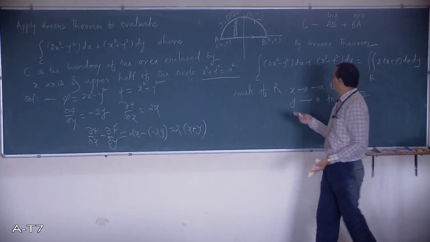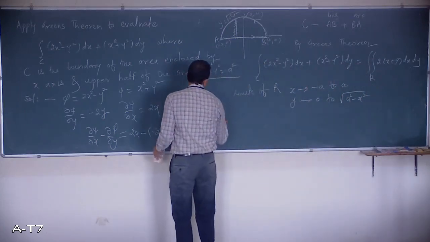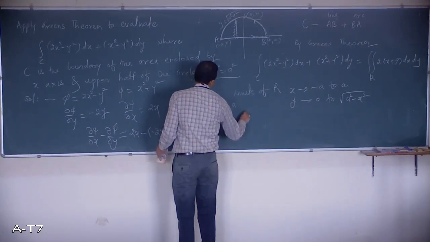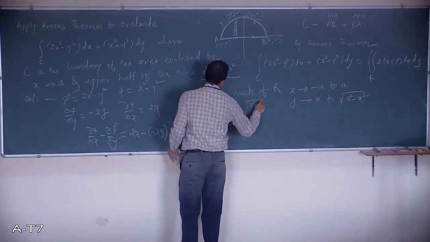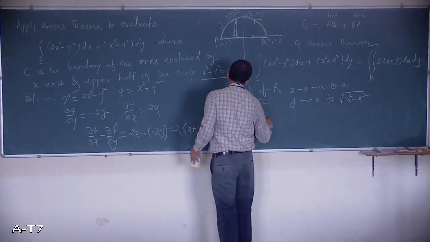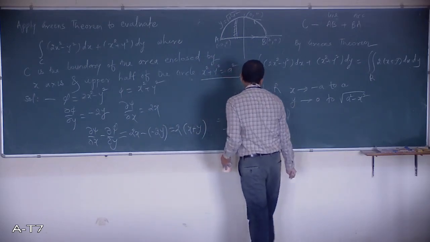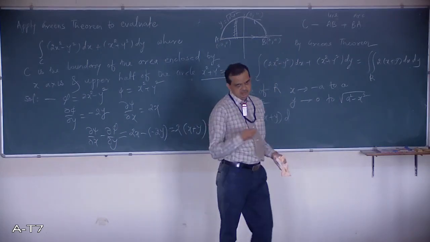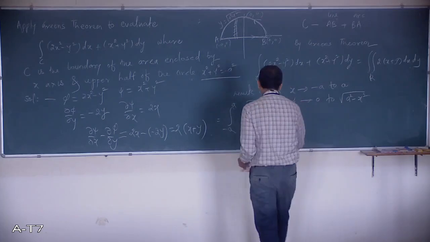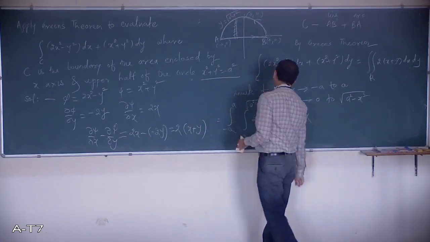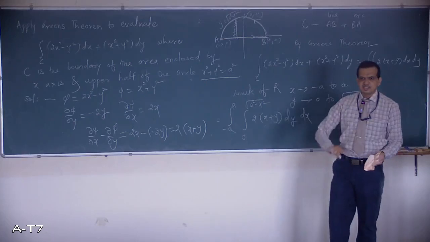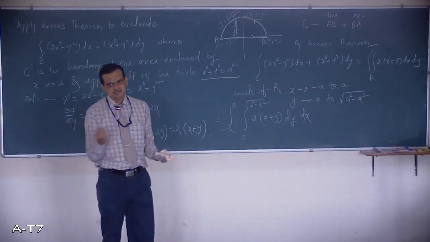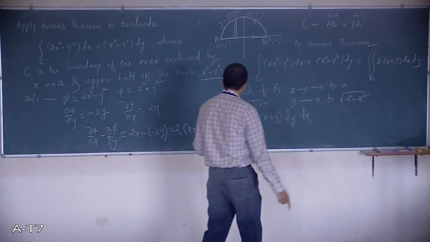Okay, this integral now becomes: x from minus a to a, y from 0 to root of a square minus x square, of 2 times x plus y. Now you know what order it is as per your knowledge. It has to be dy dx. Whenever the limits contain x, it is the reverse, it is y and then x. If the limits contain y, it is x and then y. It is very easy to remember the order for double integrals.